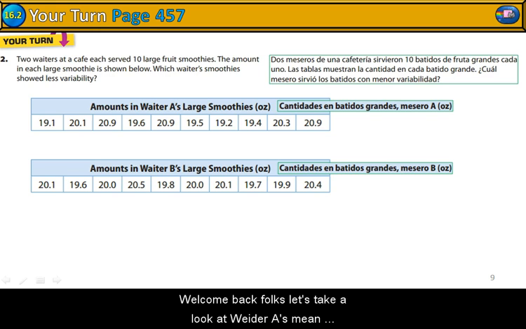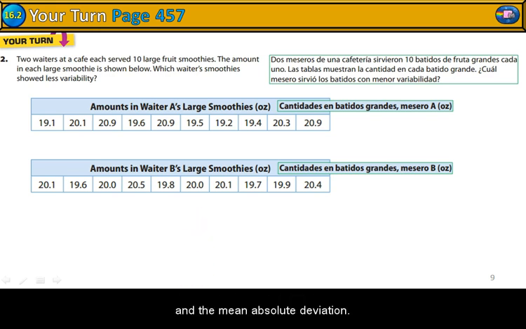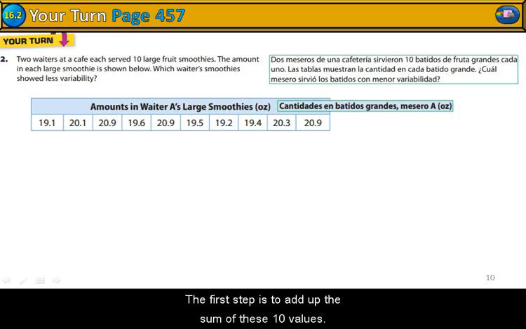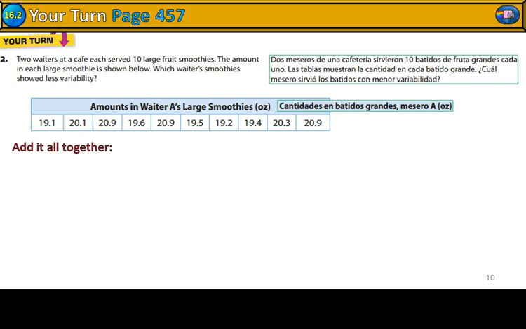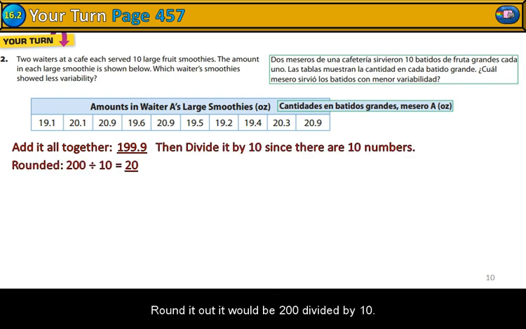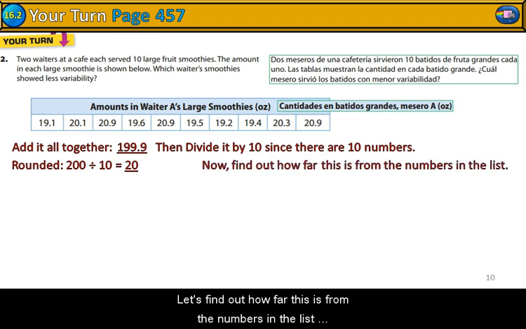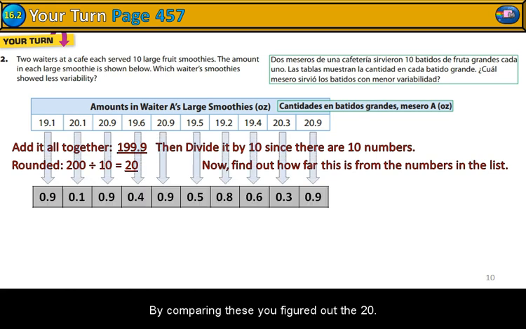Welcome back, folks. Let's take a look at waiter A's mean and then mean absolute deviation. Our first step is to add up the sum of these 10 values. Once completed, when we add it together, we should receive a value of 199.9. Rounded out, it would be 200 divided by 10, which gives us a mean of 20. Now let's find out how far this is from the numbers in the list. We do this by finding the difference, subtracting. By comparing these, we figure out that 20 and 19.1 are only 0.9 away.